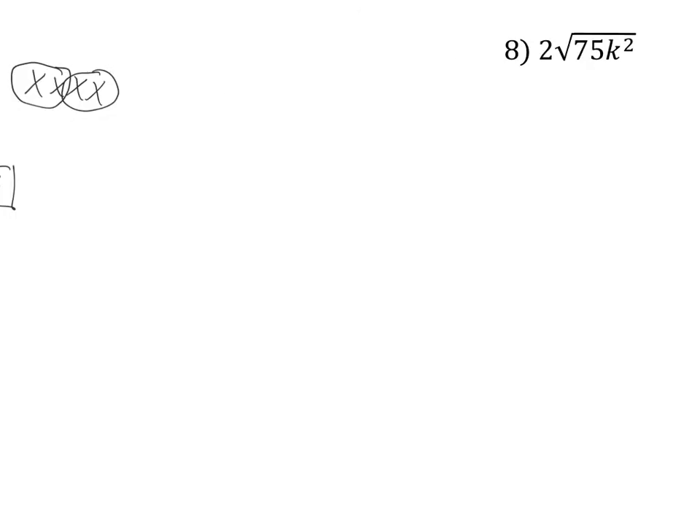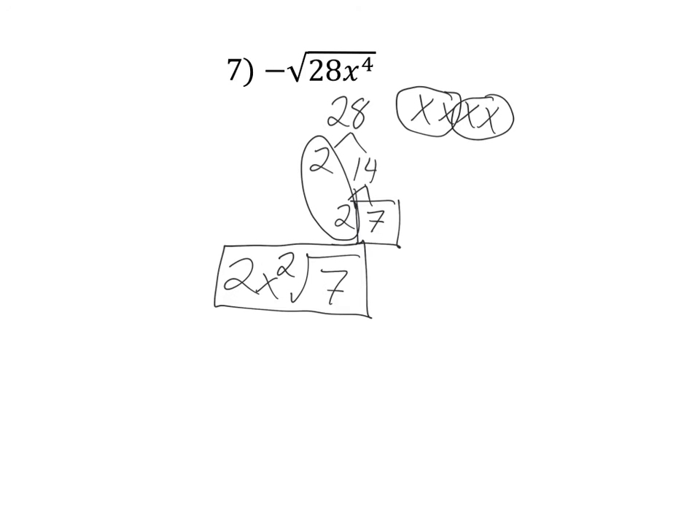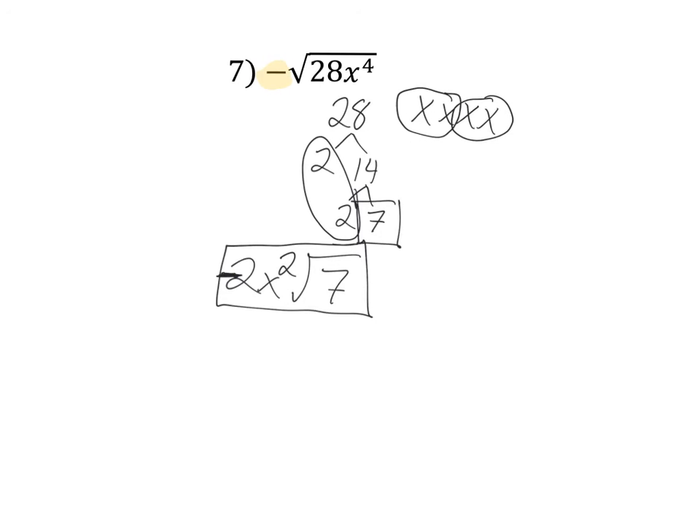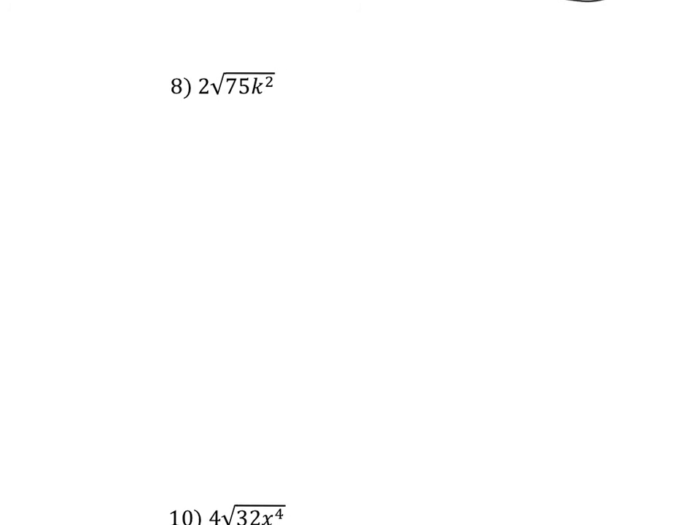Real quick though, I made a mistake. Do you guys see this negative right here? There should be a negative sitting out in front of this answer. Ooh, I did that backwards. There we go. So a negative sitting out in front of the answer should be negative 2x squared radical 7. Okay, so go ahead and try the next 3, and then we are going to check them together.